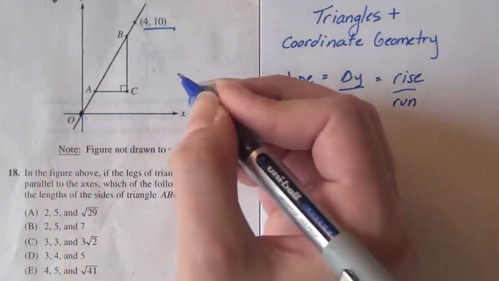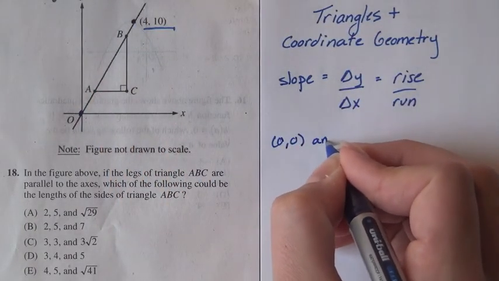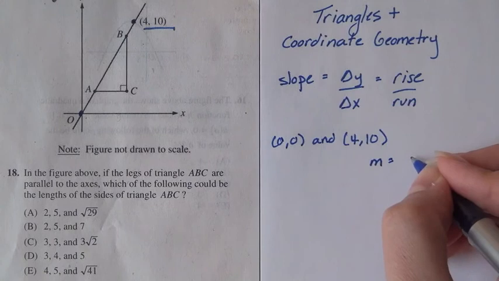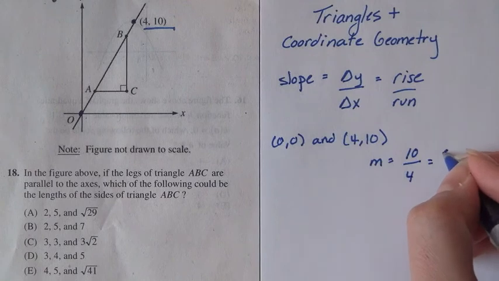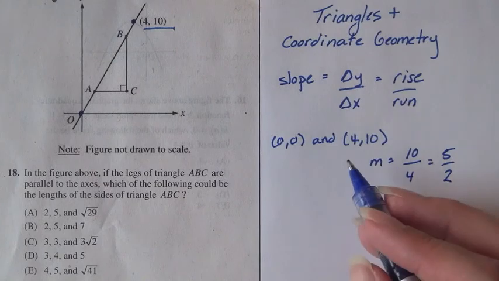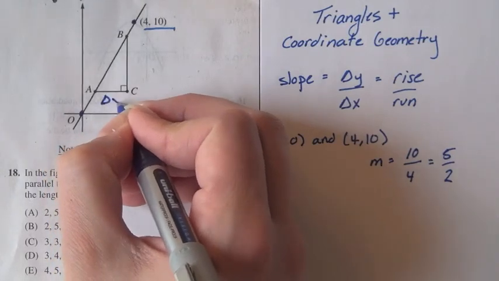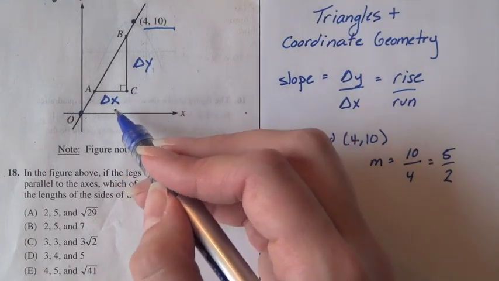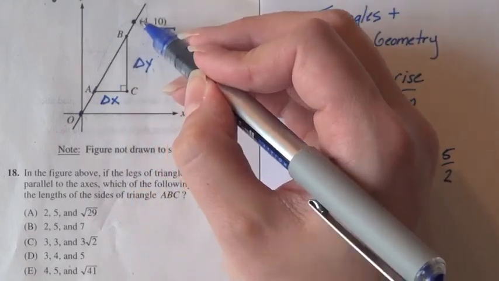So we know the origin's there, and this point 4, 10. So the slope then is equal to the change in y, 10 units, over the change in x, 4 units, or 5/2. So how does this help us figure out the legs of the triangle? Well, there's another way to calculate the slope of this line, and that's using this change in x and this change in y. And the slope I calculate from this change in x and this change in y had better be exactly the same as the slope that I calculated using these 2 points.